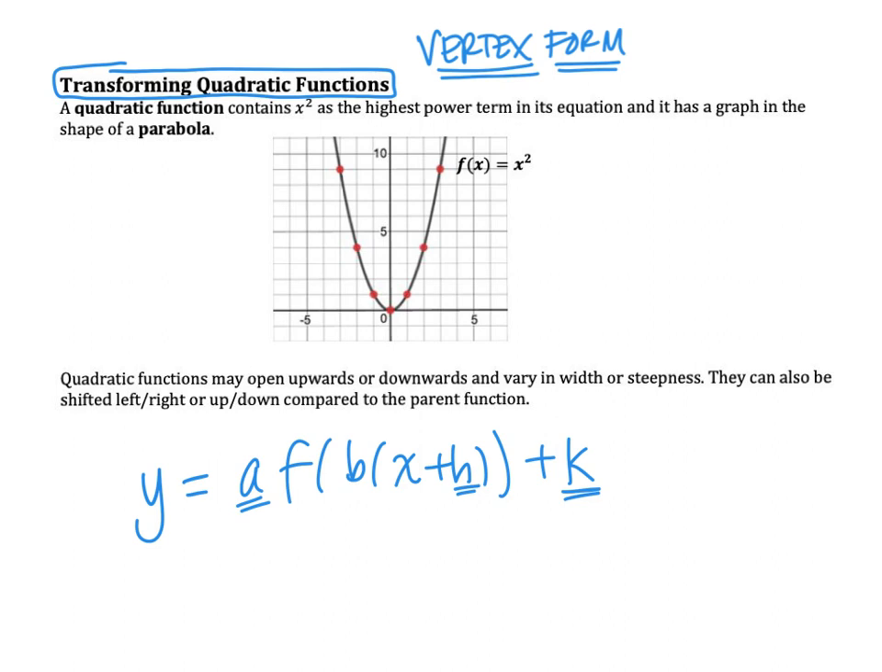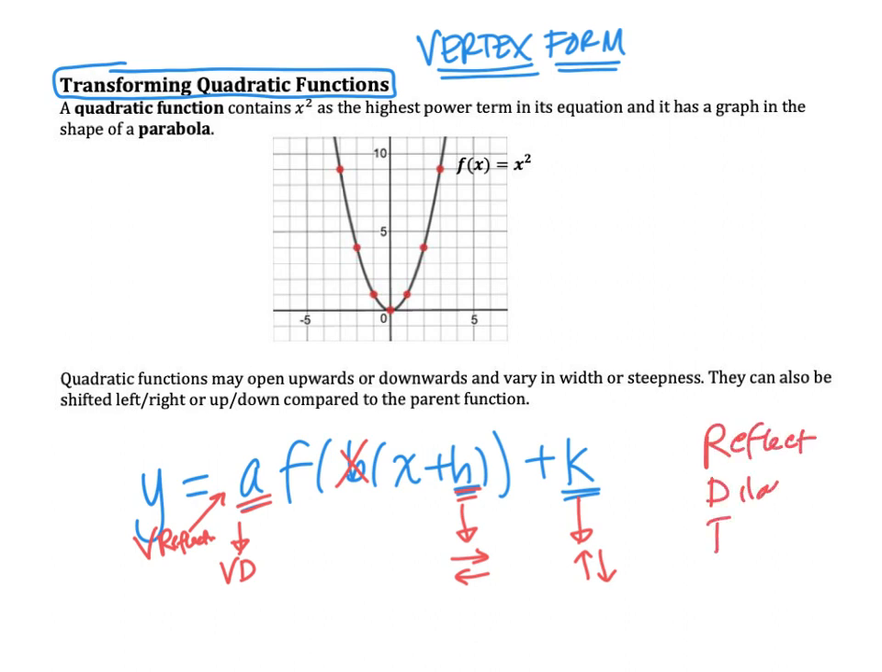We are actually not going to worry about horizontal dilations, but we will focus on vertical dilations. We will focus on shifting to the left or to the right, and shifting up or down. We will also look at a vertical reflection, and we'll be talking about RDT. We reflect first, then we dilate, and then we translate. So all of that's going to come back in this unit, specifically in this very first lesson today.